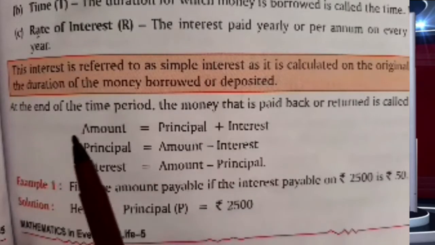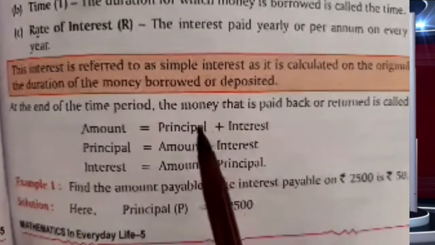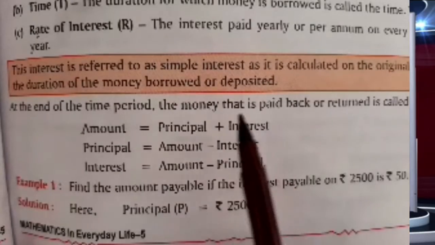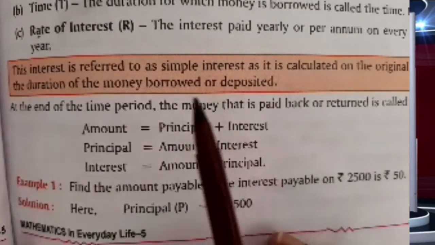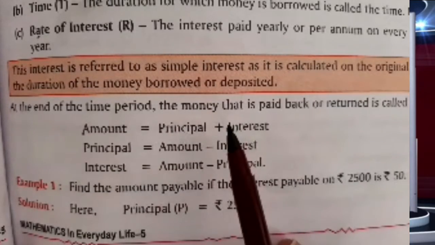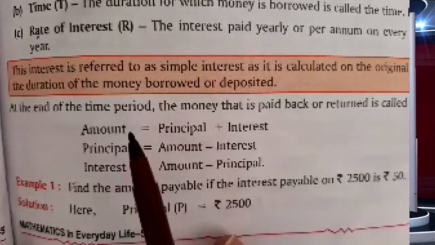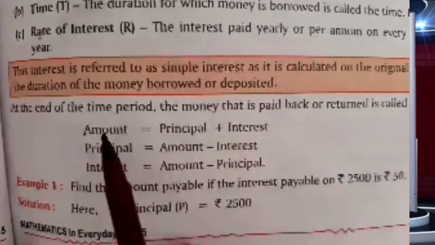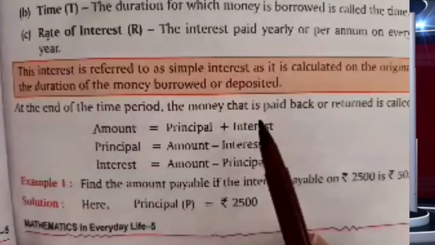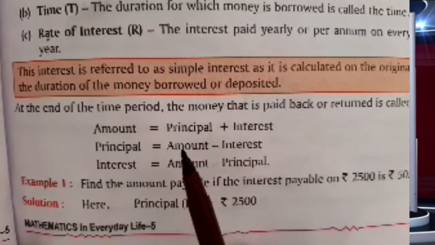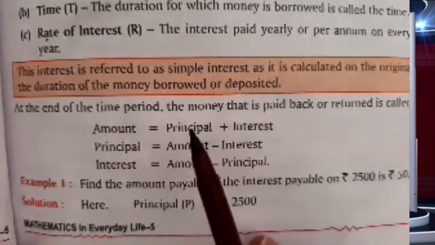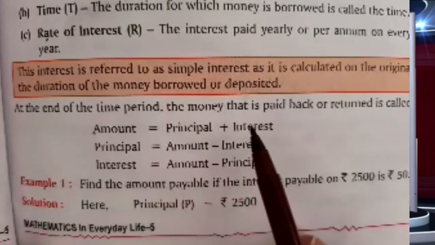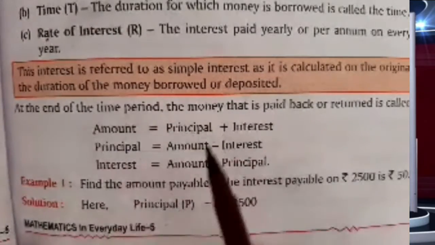Students, you have to remember this formula: amount is equal to principal plus interest. Suppose you have to find the principal. You will shift the interest from this side to the other side. Here it has a plus sign, so when it goes from LHS to RHS, the sign will change. Plus will become minus. So principal will be amount minus interest. Similarly, if I have to find interest, I will shift the principal across, so interest will be amount minus principal.